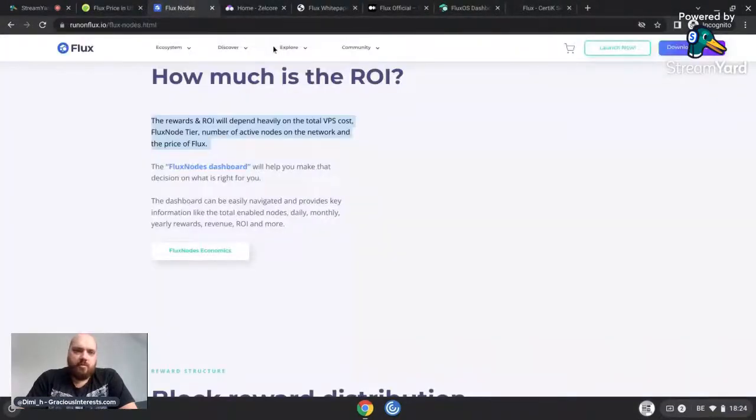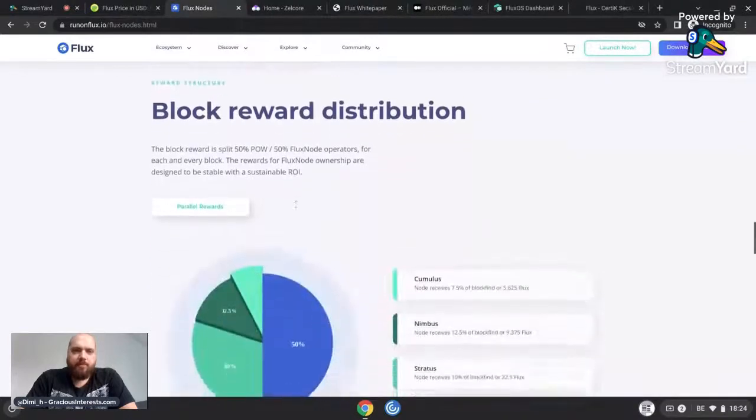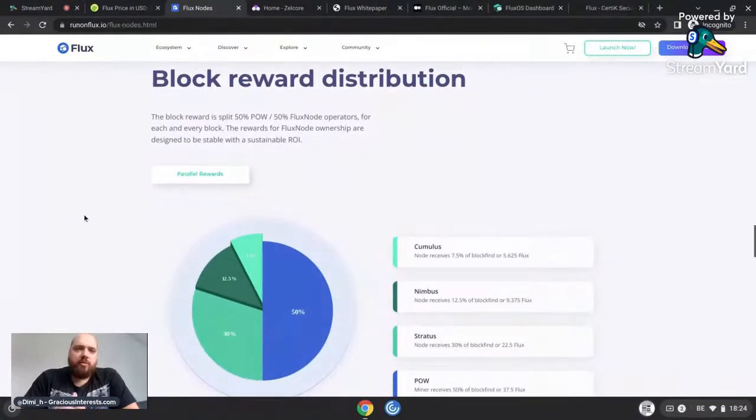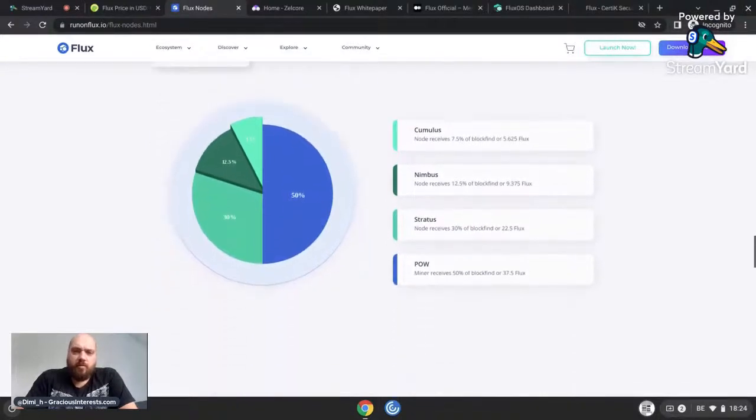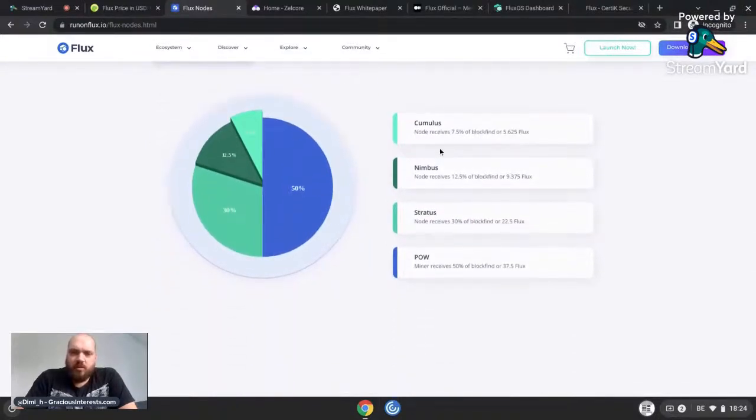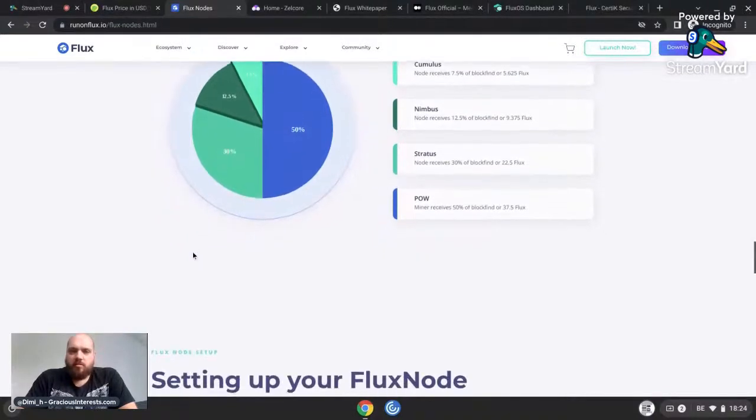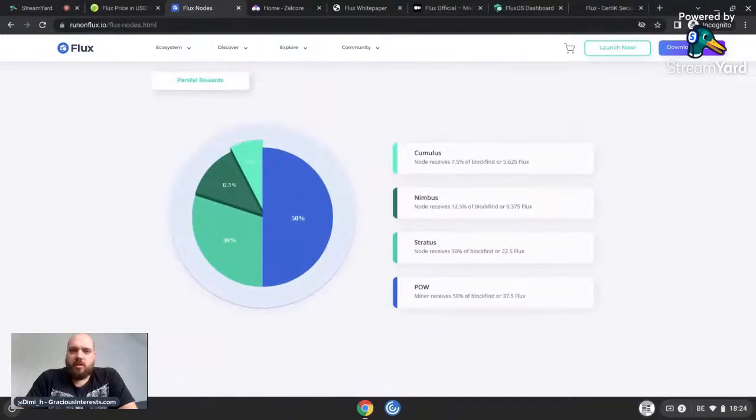Going to close it down. So, what I'm seeing, block reward distribution is split 50% PoW and 50% Flux node operators. For each and every block, the rewards of Flux node ownership are designed stable with a sustainable return of investment. So for each block that is being mined, the rewards will be divided 50% towards the miner and then to the nodes themselves.